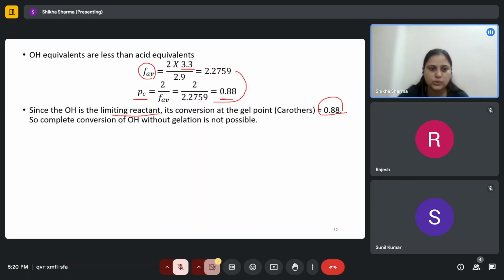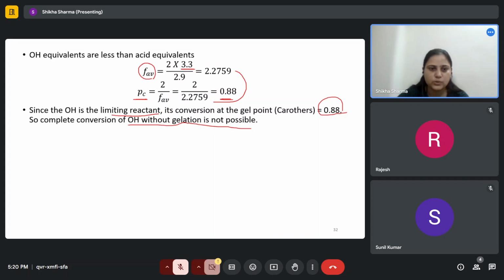So complete conversion of OH without gelation is not possible, right? Because if OH will not be there, what will the acid equivalents do, right?